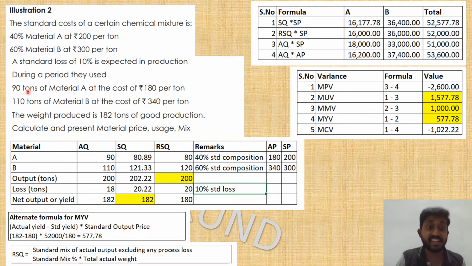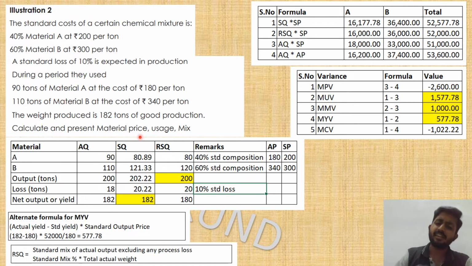During the period, 90 tons of A is used, and the actual cost at which I bought it is 180 per ton, and 110 tons of B is used, and the cost at which I bought it is 340. At the end of the period, 182 tons of good production was produced, which means after the losses we have produced 182 tons of good production. So calculate and present the material price variance, usage variance, and mix variance.